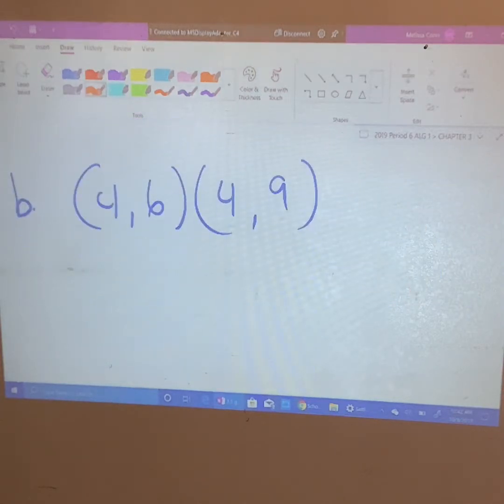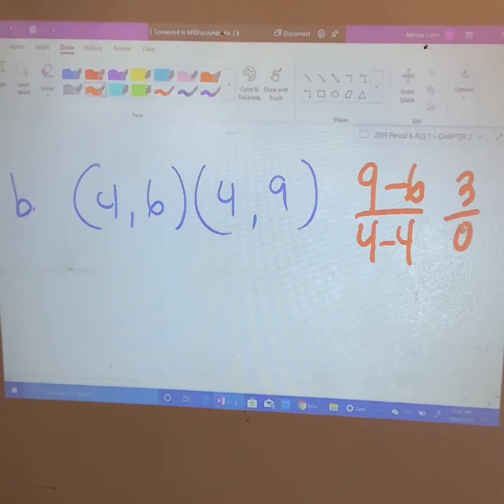Again, we have two ordered pairs. I'm going to use my formula: y2 minus y1 over x2 minus x1. In this one we have 3 over 0. And right here, you are never allowed to have 0 as your denominator. So this makes this problem undefined.